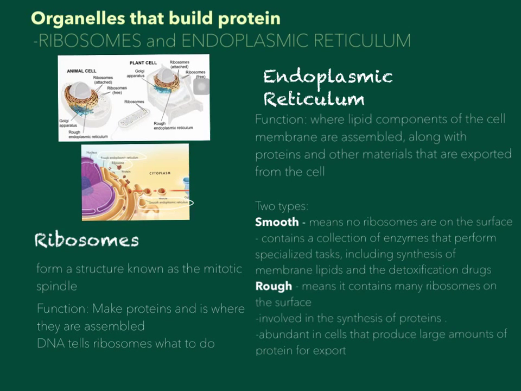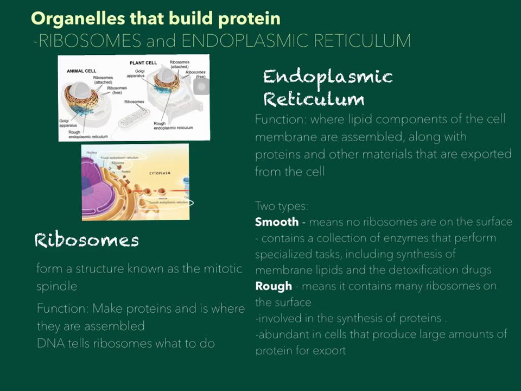Organelles that build protein. Ribosomes and endoplasmic reticulum, or ER. Ribosomes. Ribosomes form a structure known as the mitotic spindle. Their function is to make proteins and is where proteins are assembled. The DNA tells ribosomes what to do.